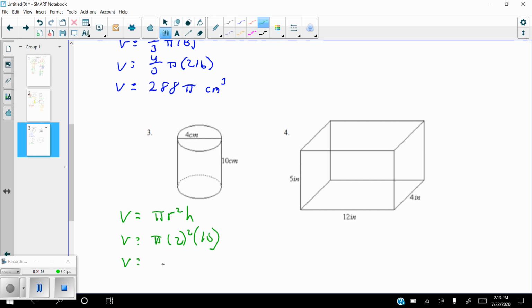So our volume is going to be pi times 2 squared, which is 4, times 10 is 40. So we get 40 pi. Once again, it's centimeters cubed, or cubic centimeters.